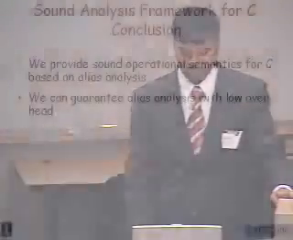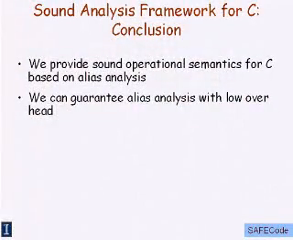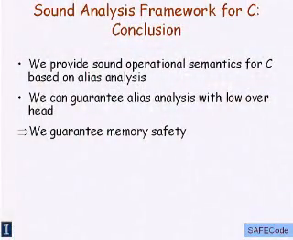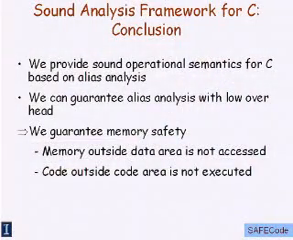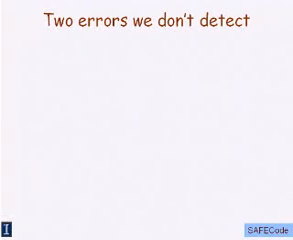So in conclusion, we provide sound operational semantics for C based on alias analysis. We can guarantee that a program never deviates from alias analysis with low overhead. And we also guarantee memory safety. By memory safety, what we mean here is that the program is not accessing memory outside its data area, and the program is never executing code outside its code area. So we are enforcing some stronger notion of alias analysis, and this automatically comes from that.